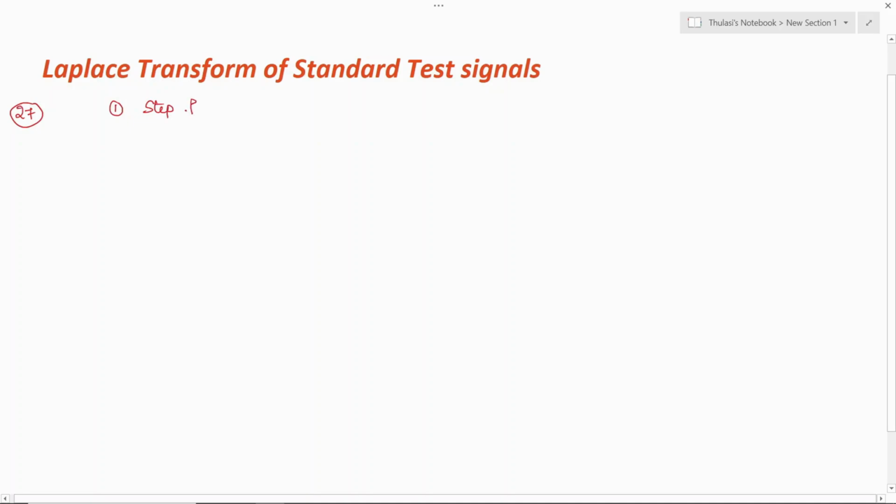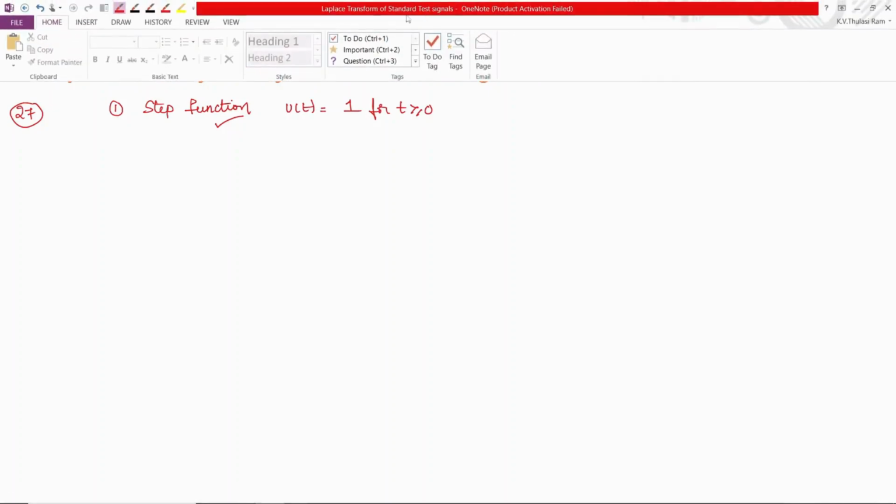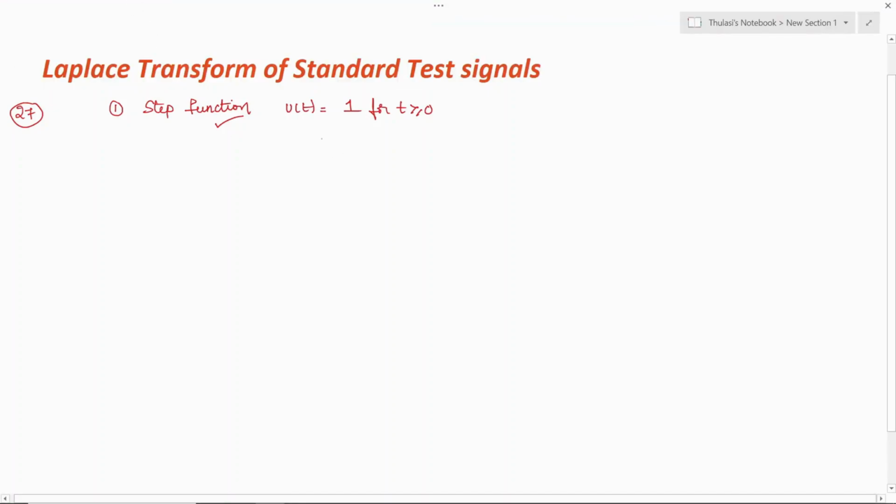Okay, so how to define this step function and how to find the Laplace transform of this step function, we will discuss now. The step function is generally written as u of t, which maintains a magnitude of 1 for t greater than or equal to 0, or it maintains a value of 0 for t less than 0.